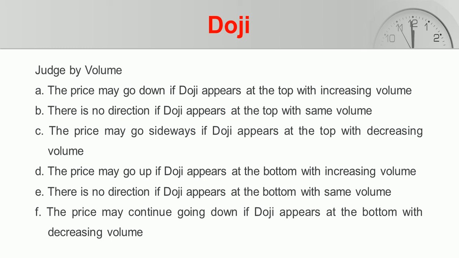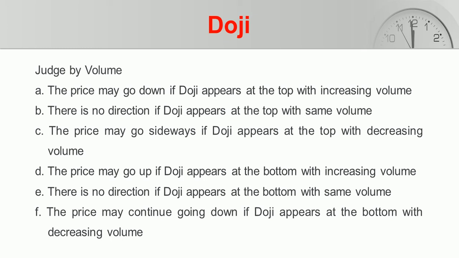The first one, the price may go down if Doji appears at the top with increasing volume. If you want to increase your accuracy, you should combine it with the volume, because volume is important for judging the breakout or breakthrough, okay, upward breakthrough. So the next one, there is no direction if Doji appears at the top with the same volume. If you see the volume is the same and Doji appears, the price will continue sideways. But if the Doji appears at the top and volume increases, you should know the price may go down.